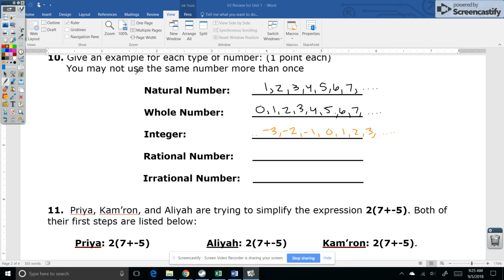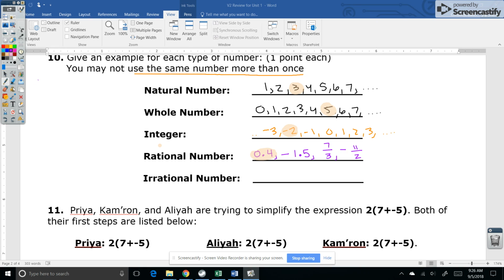Now the directions say to not use the same number more than once. So you would just want to pick one of these. So natural number, I could say 3. Whole number, I could say 5. Integer, I could say -2. It says not to use the same number more than once, so you're just picking one. Rational number, I could go on forever. Any terminating decimal, positive or negative, any fraction, positive or negative. So again, it just wants you to pick one, a number you haven't used before.